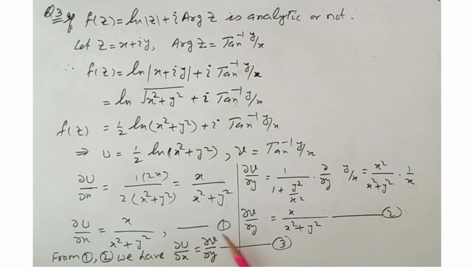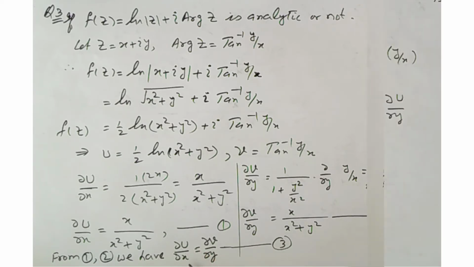This is equation 1 and this is equation 2, they are equal values. So we can say that partial u over partial x equals partial v over partial y. The Cauchy-Riemann equation is satisfied.